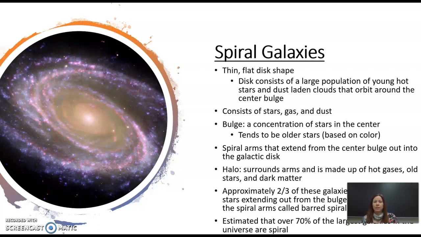About 2/3 of these galaxies have a band of stars extending out from the bulge that merges with the spiral arms, called barred spiral galaxies. And then it's estimated that over 70% of the largest galaxies in the universe are spiral. And they're all getting that spiral shape from the gravity of the center stars pulling it in.